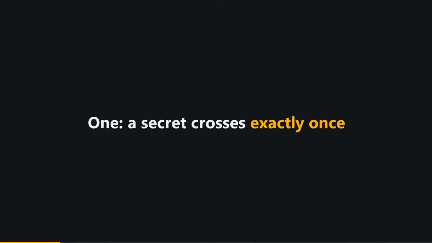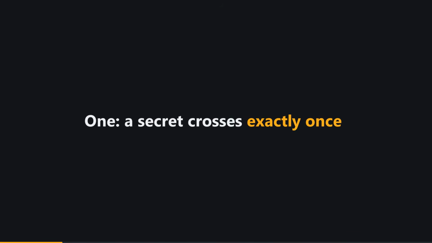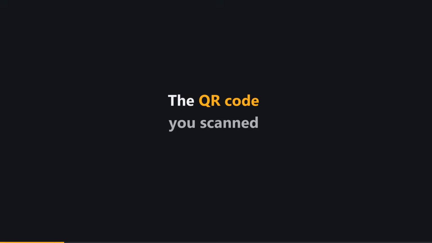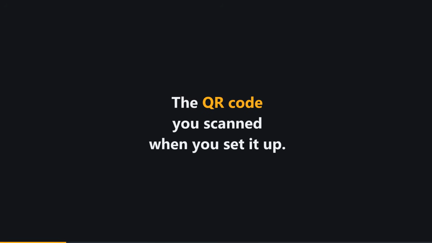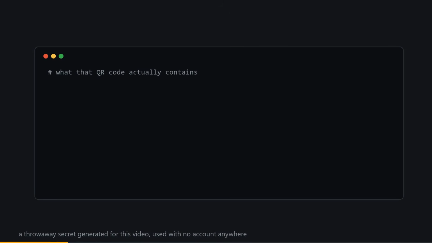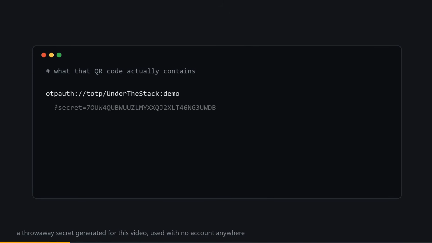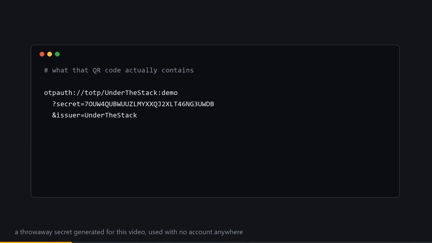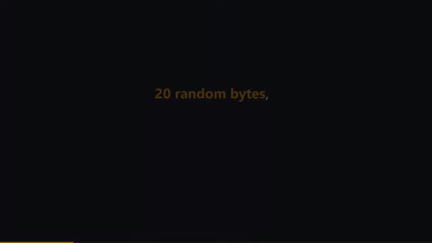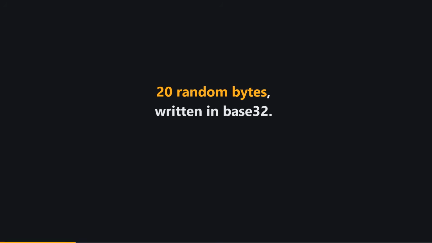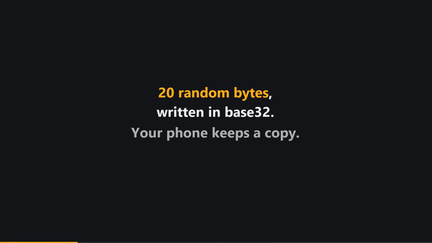Start with the only moment anything is actually exchanged. It is the QR code you scanned when you turn two-factor on. That square is not a picture. It is a short line of text, and this is all of it. The important part is in the middle. 20 random bytes, written out in letters and digits so a camera can read them.